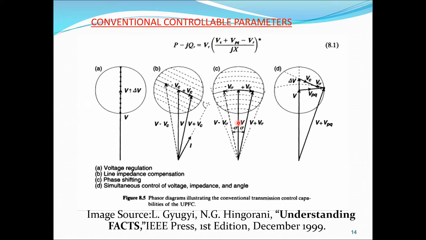Phase shifting is nothing but the same V, but depending upon the angle, sigma or minus sigma will be there. With the help of that angle we can carry some perpendicular part of this voltage. We can have some plus V sigma, and the resultant is V plus V sigma. On this side, minus V sigma.